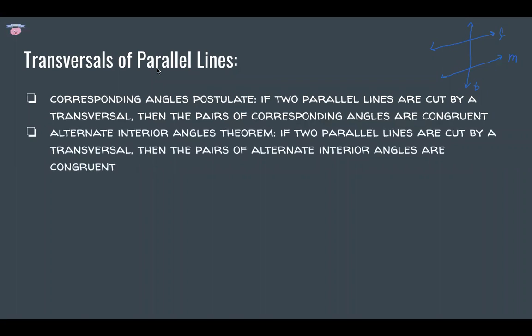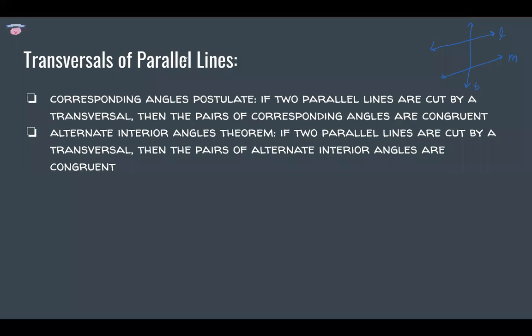Alternate interior angles theorem. Notice the last one was a postulate. We didn't have to prove it. It was given. Theorem, now we have to prove it. And the rest are all theorems too. So instead of proving all of them, I'll give you a proof for this one. And if you want, you can prove the rest of the theorems on your own. Once you know the proof for one, it's pretty easy to apply it to the others.